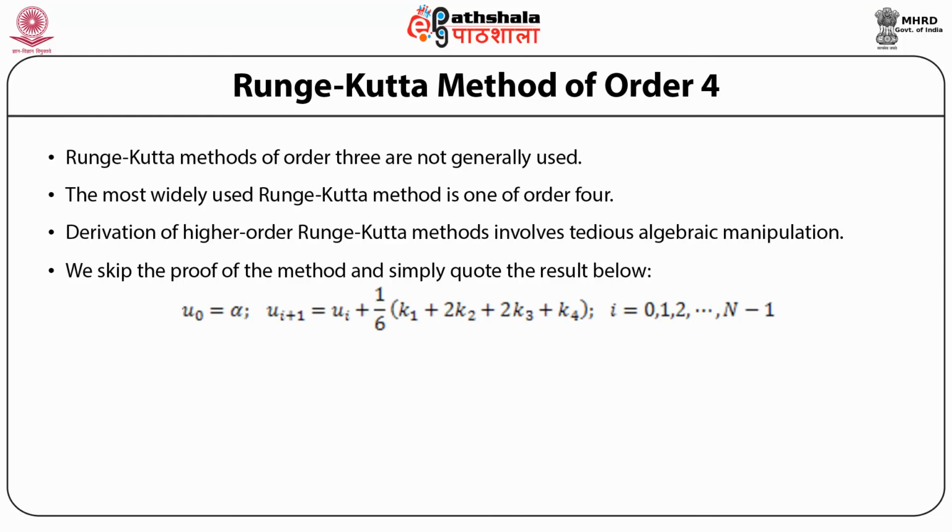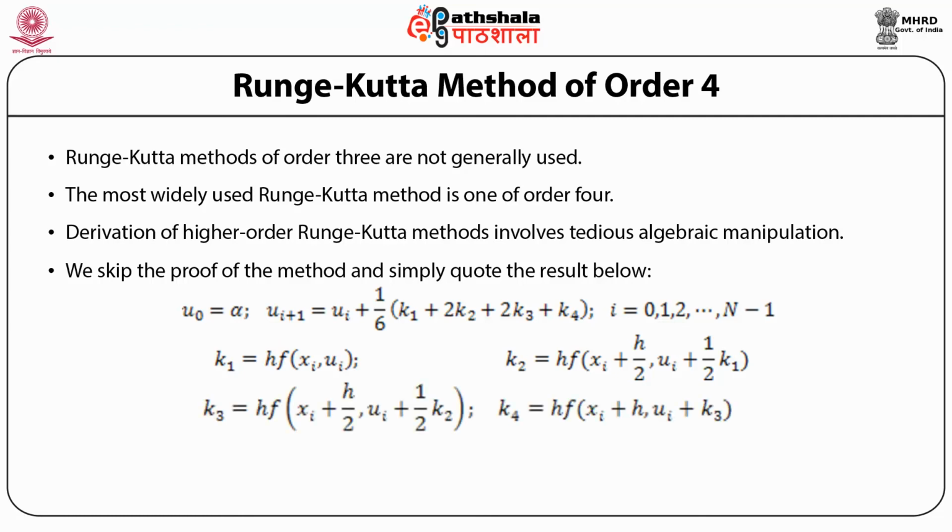Then u(i+1) will be equal to u(i) plus 1 by 6 into k1 plus twice of k2 plus twice of k3 plus k4, where i varies from 0 to n minus 1. So k1 will be equal to h into f of x(i), u(i), and k2 is equal to h into f of x(i) plus h by 2, u(i) plus k1 by 2. k3 equals h into f of x(i) plus h by 2, u(i) plus k2 by 2. And k4 will be equal to h into f of x(i) plus h, u(i) plus k3.